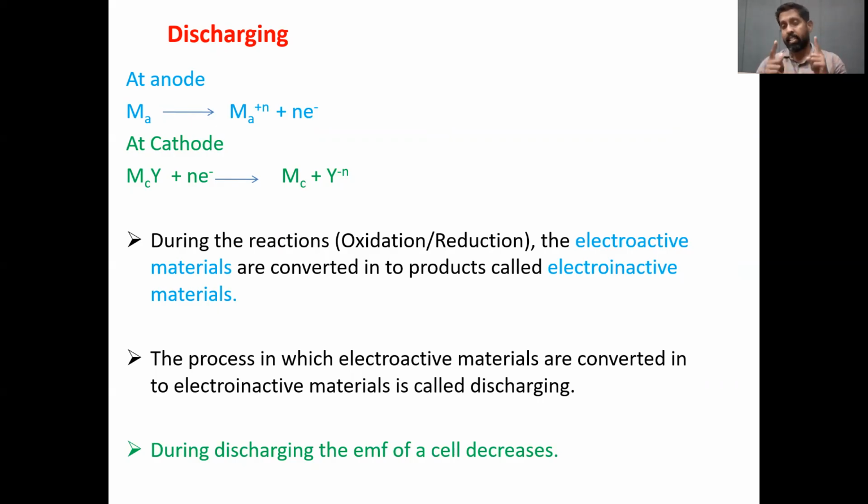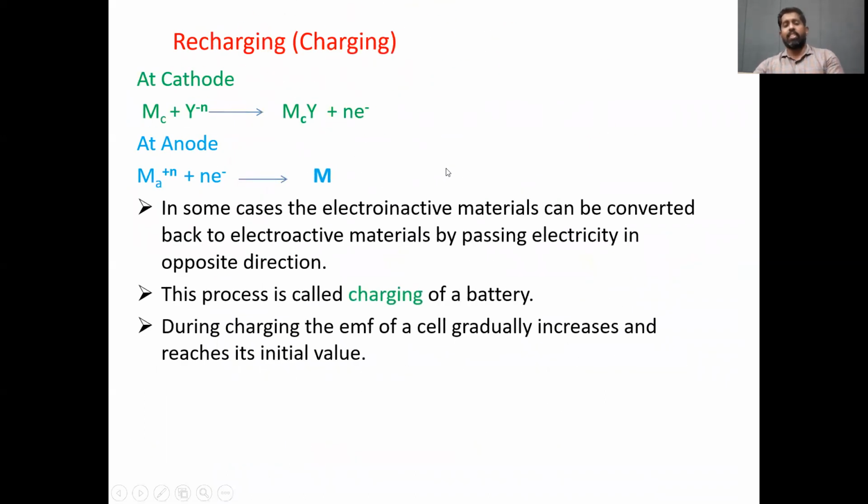The EMF or cell potential and cell current decrease during the discharging process. Recharging is the reverse of that, where we supply a DC current. Here, electro-inactive materials are converted back to electroactive materials by passing electricity in the opposite direction. If you pass the current in the opposite direction, you can recharge the battery. That's what happens when we keep a drained battery for charging.